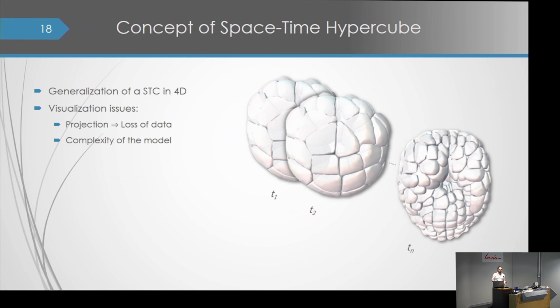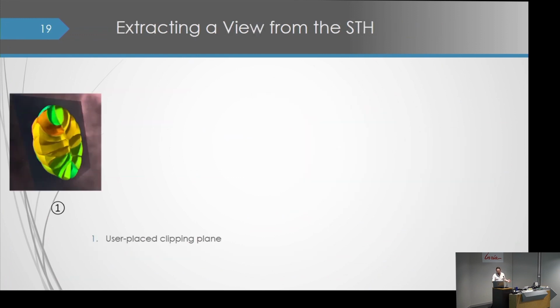So there will be a loss of information, a loss of data, and on the other hand, the model can be quite complex. As you can see here, with the embryo example, the model can be quite large and complex. So we aim for methods relying on a user-driven projection of our space-time hypercube into a space-time cube visualization.